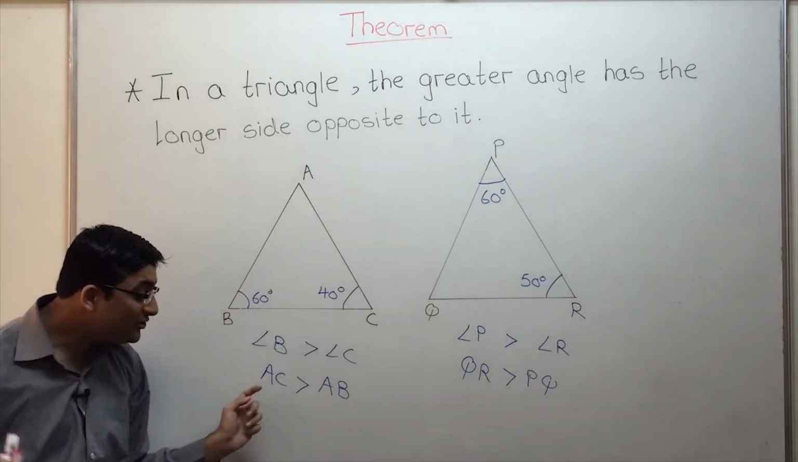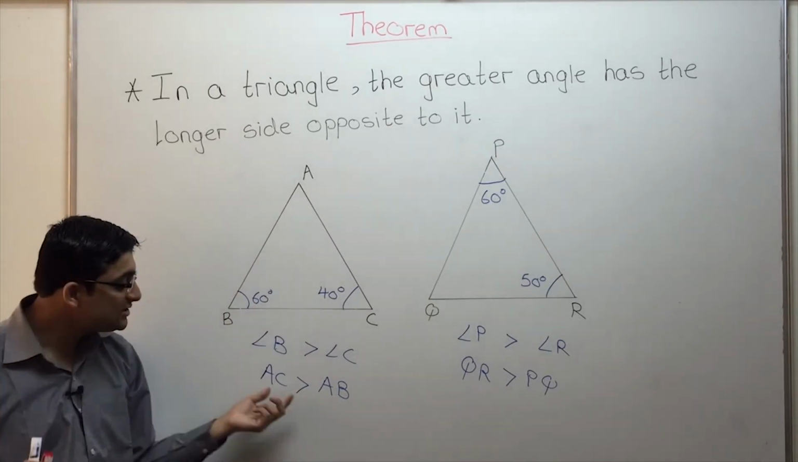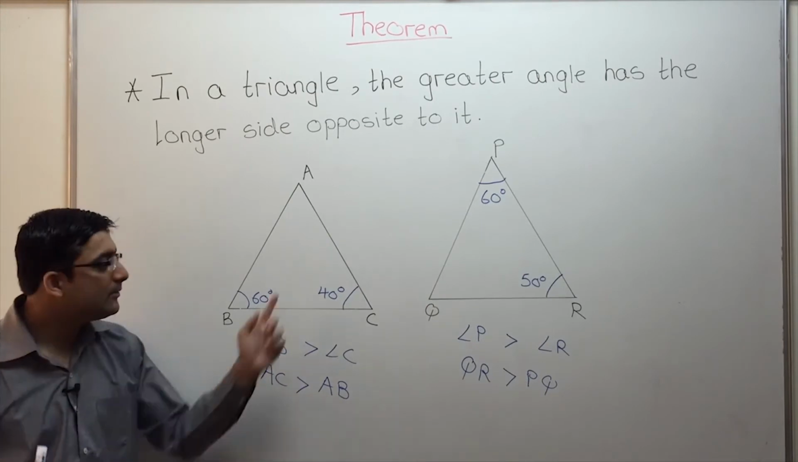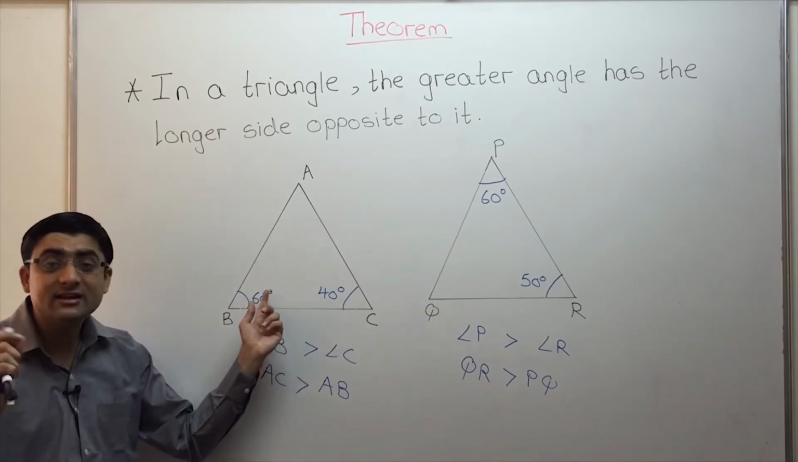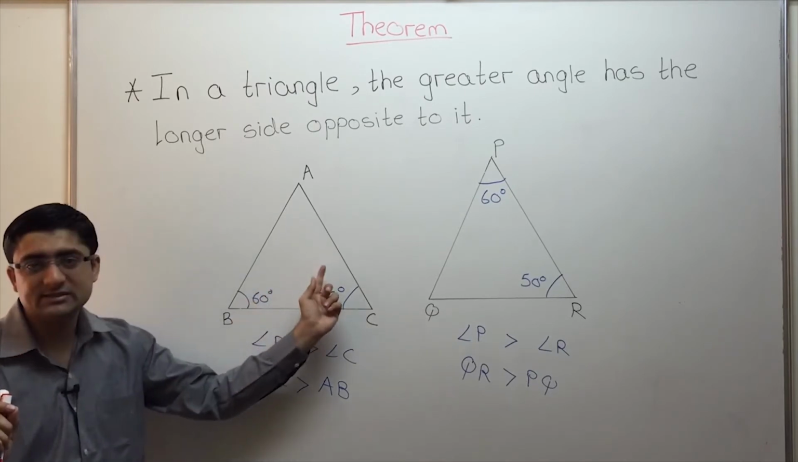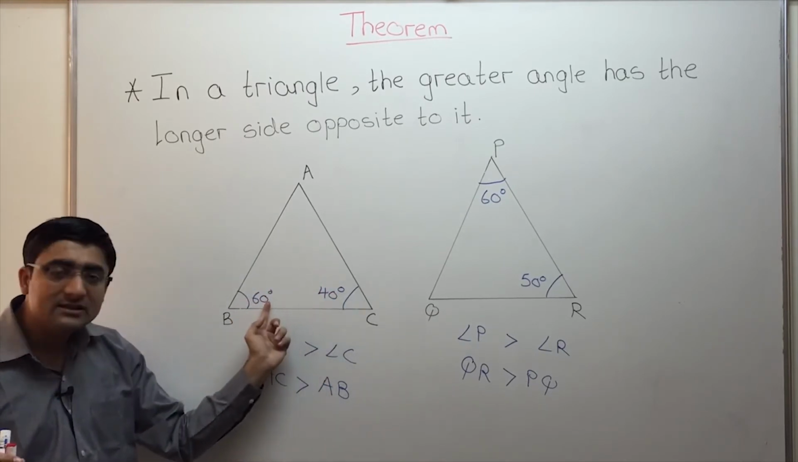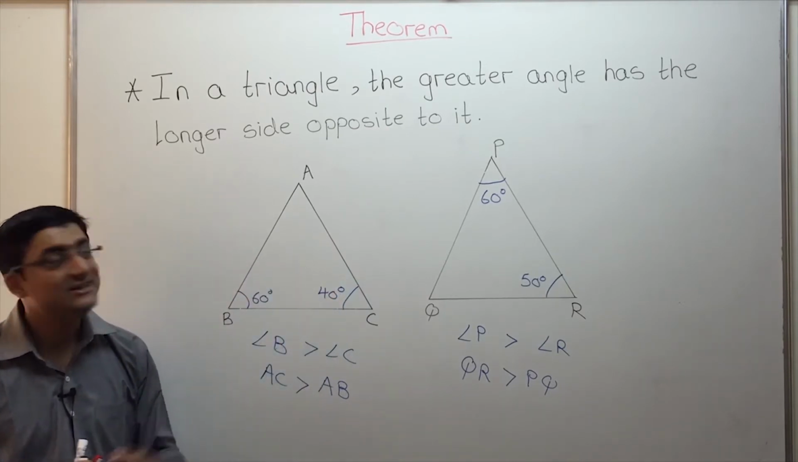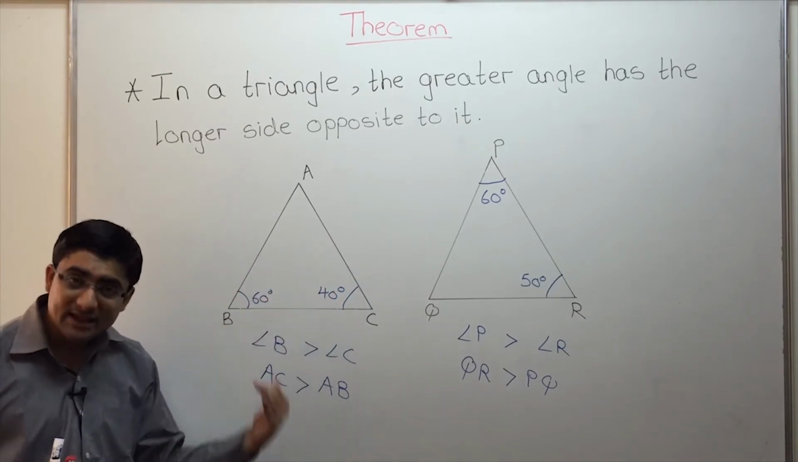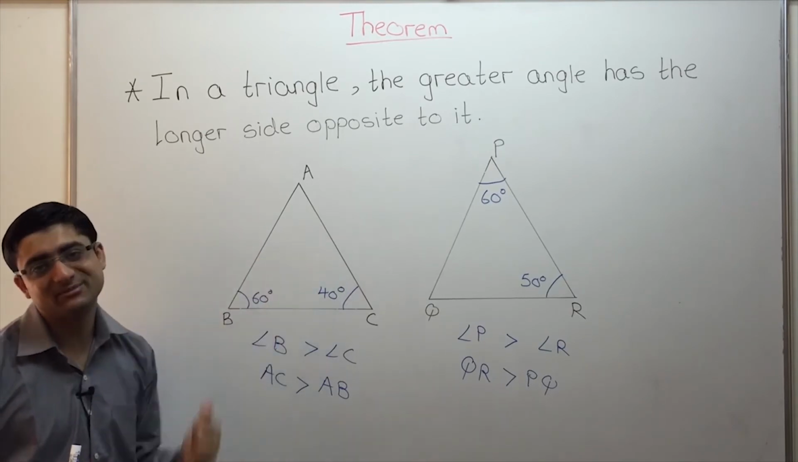I repeat, we do not know the exact lengths. What we know is just which is bigger and which is smaller. So remember, whenever you have a triangle, if two angles are given to you, then you can comment on the relative size of the opposite sides. Whichever is a bigger angle, the side opposite to the bigger angle will be longer than the side opposite to the smaller angle. So this is what this theorem is. Now in the next video, I'll show you how to prove this mathematically.